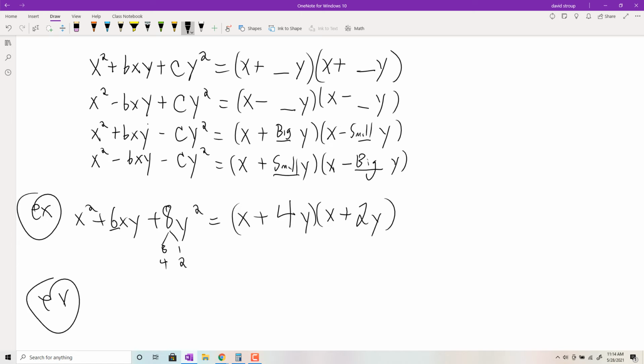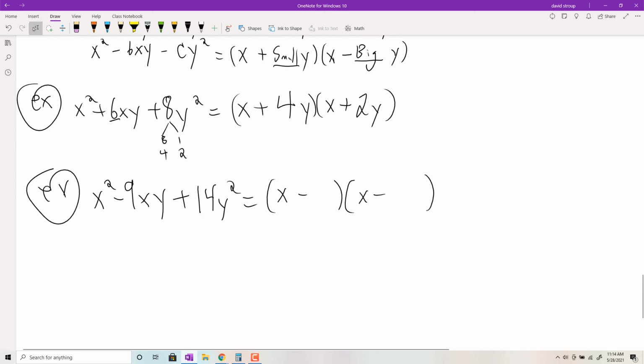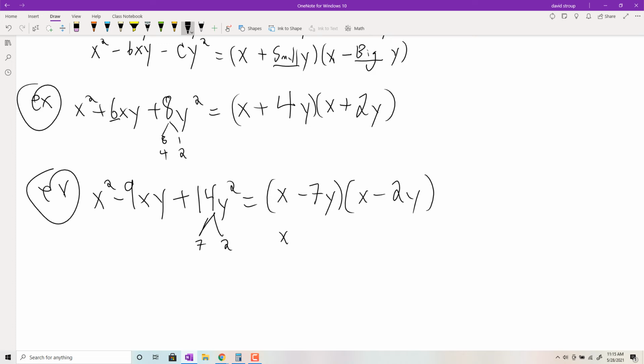Let's try another. x squared minus 9xy plus 14y squared. Okay, this is a minus minus scenario. So x minus, x minus. Look for two numbers that multiply together to give me 14, but add to 9. Okay, so 7 and 2. So you go 7y and 2y. And of course, FOIL it out to make sure it works. So first, x squared, outer minus 2xy, inner minus 7xy, last plus 14y squared. Okay, 2 and 7 is 9, so that works.